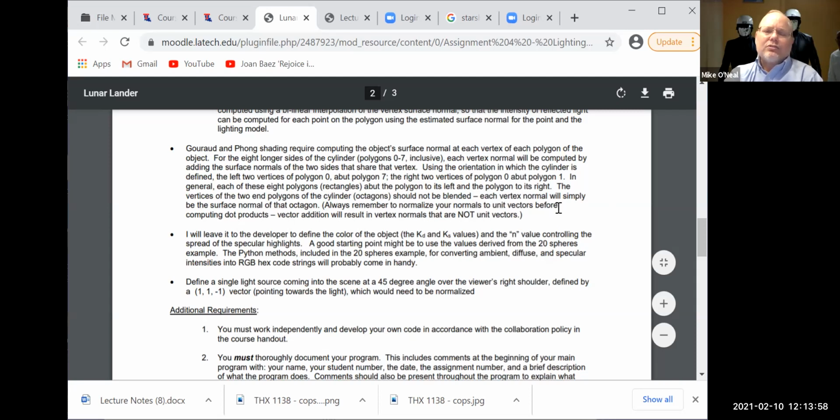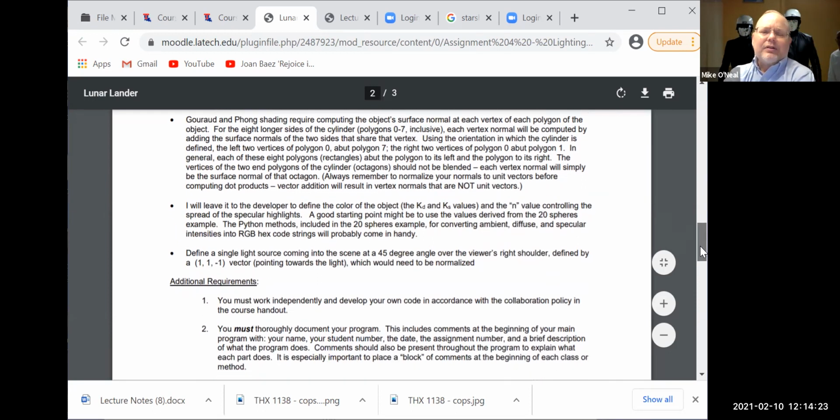Always remember to normalize your normals to unit vectors before computing dot products, because the vector addition will result in vertex normals that are not unit vectors. So this kind of gets at Andrew's question of, well, do you have to do it by hand? Well, no, I said it's semi-automated. This just describes how to compute it with a little bit of code rather than by hand setting them.